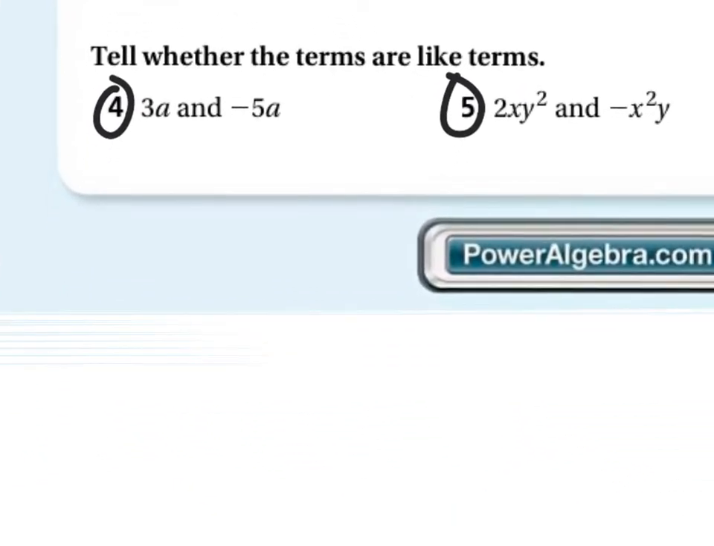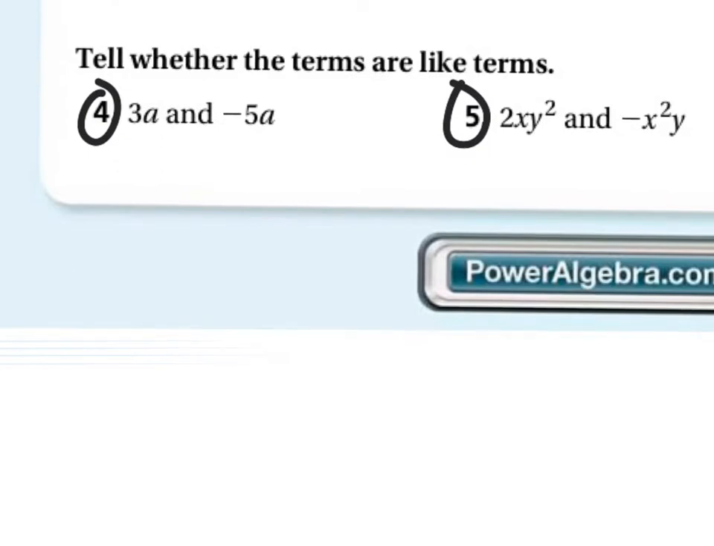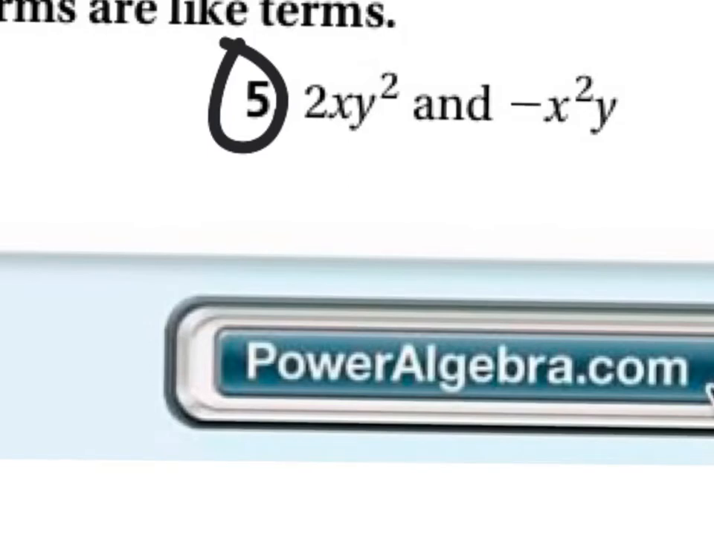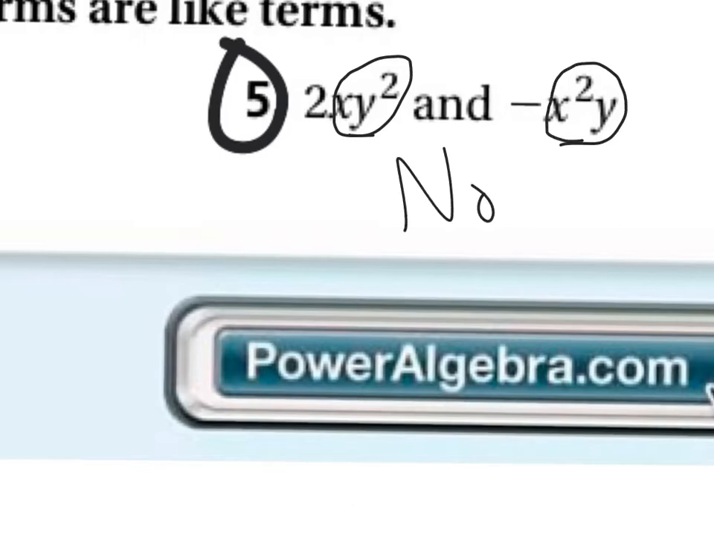Go down to number 4, and they're wanting us to tell whether these are like terms. So we can just say yes or no if you want. So number 4, we've got 3a and negative 5a. And those are like terms, so yes, they both just have the a's on them. Number 5, we've got 2xy squared and negative x squared y. So on this one, be careful. But we got xy squared, we got x squared y. Exponents are on different variables there, so those are not like terms.